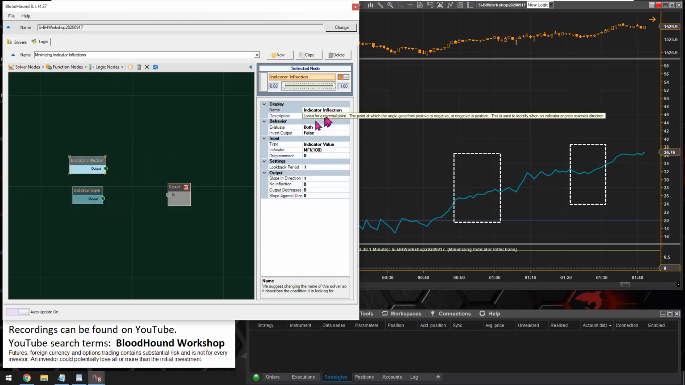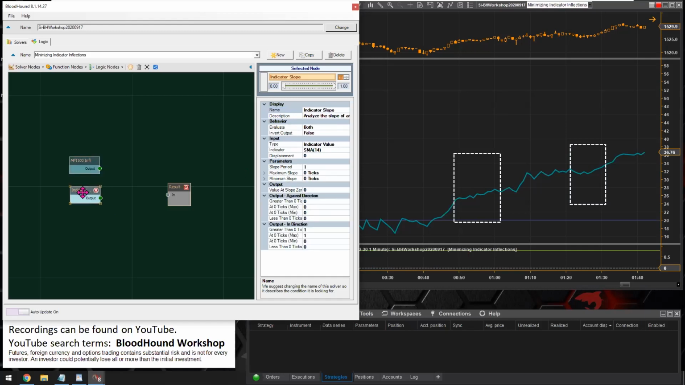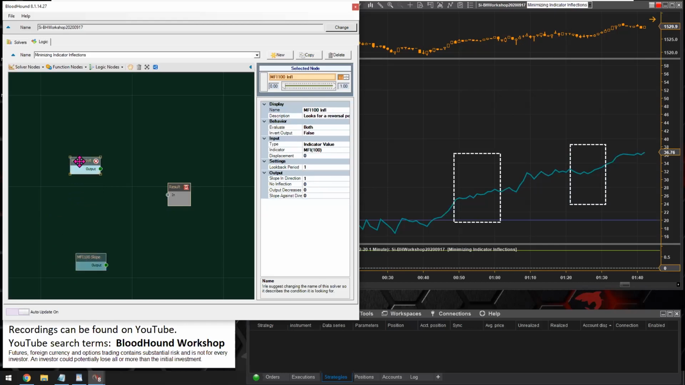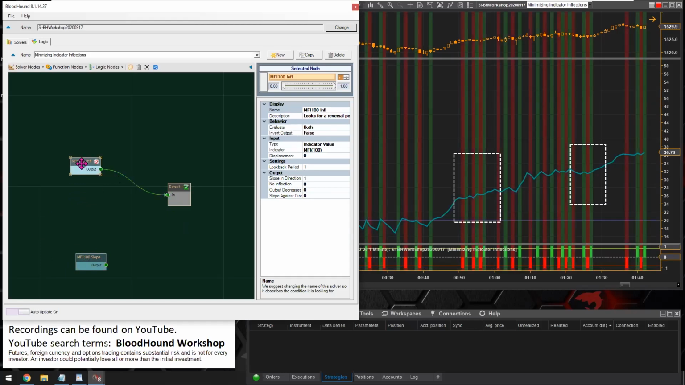All right. So let's start naming these. This is the MFI 100 inflection. And let's see the slope solver. This will be the slope of the MFI indicator. I'm going to use the slope solver later here. So now for my first example, let's just connect that in. There we go.